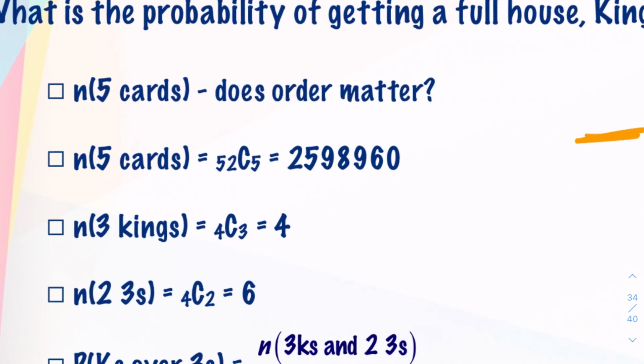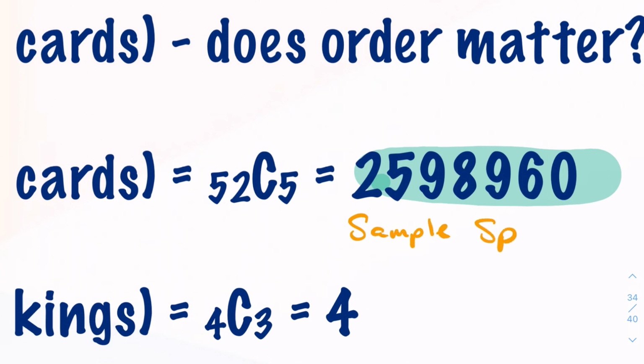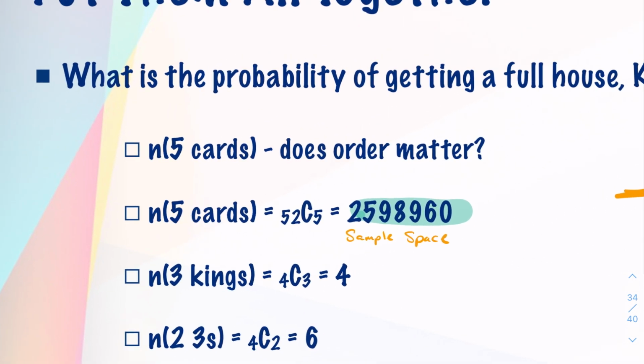And how many different ways you can get 5 cards from a deck of 52 is 52 choose 5. So this number right here is our sample space, or our denominator. These are all of the different ways we can get this. Now the next thing said, I want 3 kings.